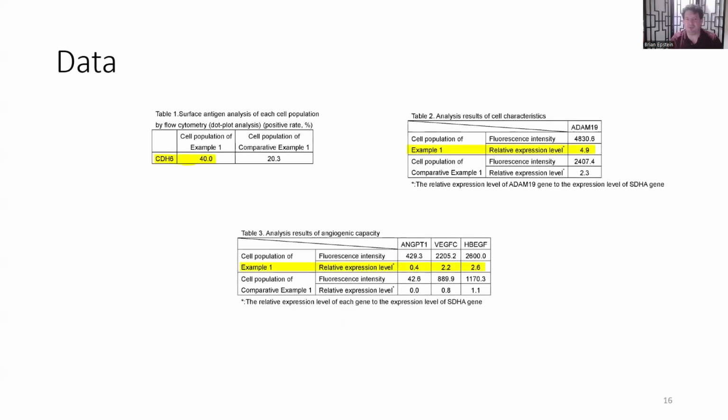So, of course, in this type of situation, we're going to need some data so we can see that the cell population of our example has a high CDH6, whereas the comparative example has a low cell population. Our example has a relative expression level as compared with the comparative example. And then we come over here and we see that our relative expression level of these important genes is much better in our example cell population than with the comparative example.